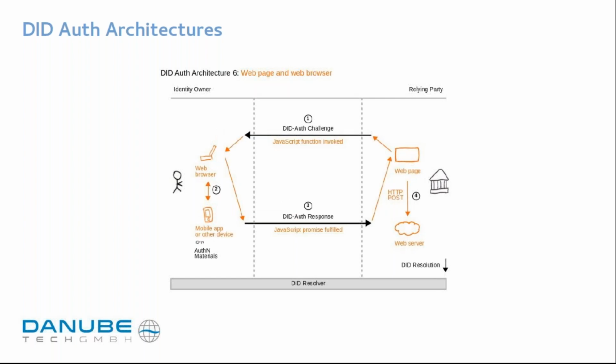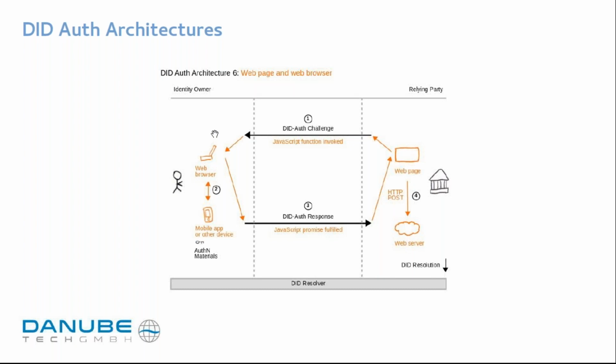Here's another flow which is a little bit similar. Again, there's a web page, and you're browsing the web page with a browser on your laptop. But in this case, the web page doesn't display a QR code. Instead, the browser that you're using exposes a JavaScript API which supports DID Auth.